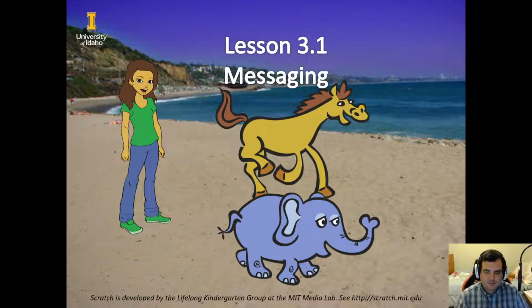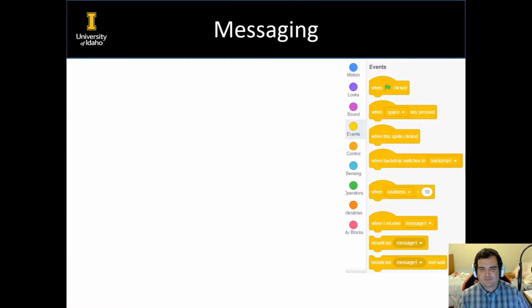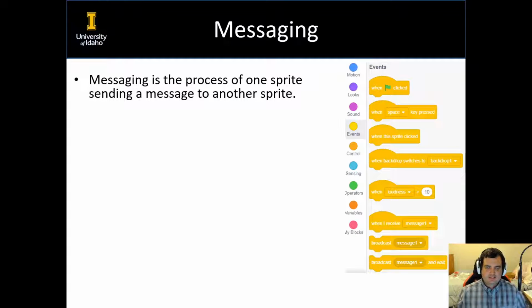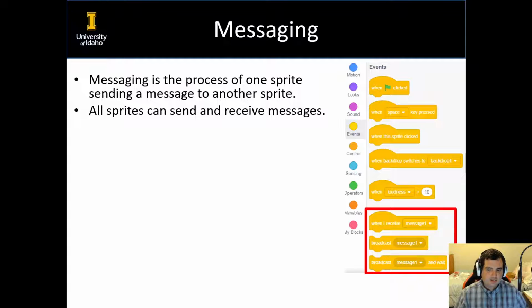In this lesson, we're going to be talking about messaging. Let's just get into it and talk about what messaging is. Messaging is the process of one sprite sending a message to another sprite. You might be like, well, that sounds pretty simple. The issue is that all sprites send and receive messages. And you might be like, well, that makes sense. But when I say all sprites send and receive messages, I mean all of the sprites receive all of the messages. And hopefully you're starting to realize, well, wait, that could actually be an issue.